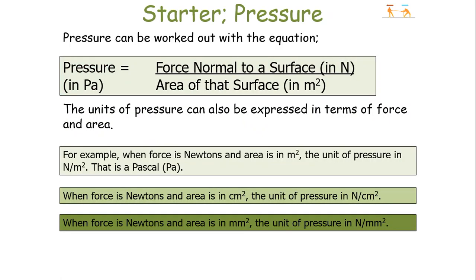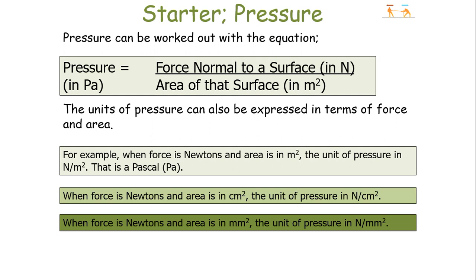Now we can work out pressure with the following equation. Pressure in pascals is the force normal to the surface in newtons divided by the area of that surface in meters squared. The units of pressure can also be expressed in terms of force and area. For example, when the force is in newtons and the area is in meters squared, the unit of pressure is newtons per meter squared, which we commonly call the pascal.